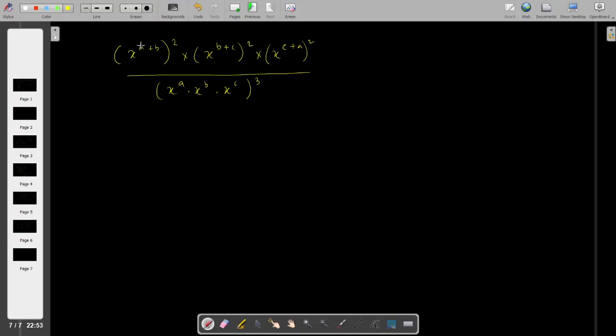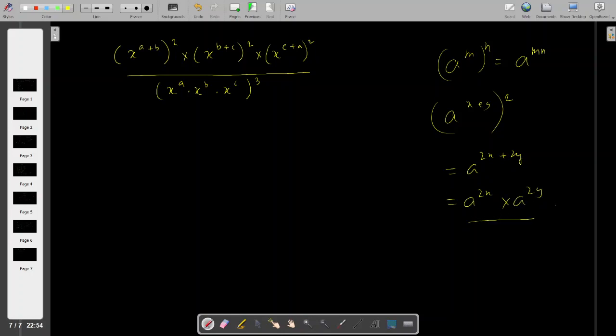Now these two powers are multiplied, so they will get multiplied. Okay, as you know, a to the power m to the power n will always be a to the power mn. So if there is like this, a to the power x plus y, here suppose it is 2, then it will be a to the power 2x plus 2y, which means a to the power 2x into a to the power 2y. I hope you have understood this part. Okay, so this is what I am going to do here.